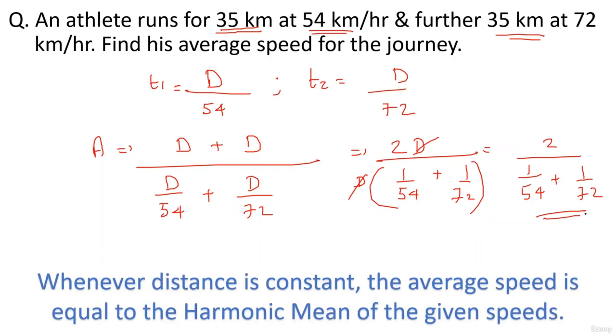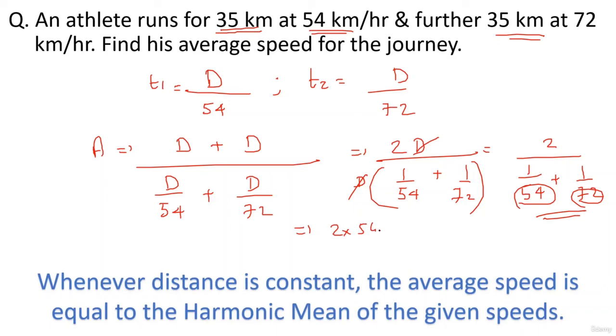What do we observe? Whenever the distance is constant for two legs of journey, the average speed is nothing but the harmonic mean. Here, 2 upon 1 upon 54 plus 1 upon 72 is the harmonic mean of 54 and 72, right? So whenever the distance traveled in each leg of journey is same, the average speed is nothing but the harmonic mean of the given two speeds. So you can calculate this further if you want.